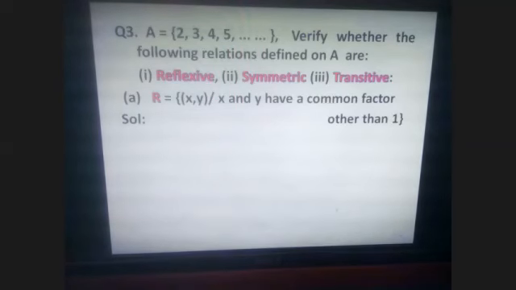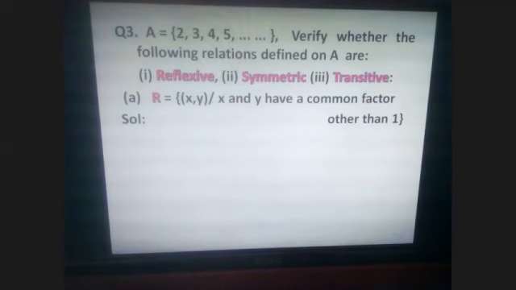A is a set 2, 3, 4, 5, and so on. Verify whether the following relations are reflexive, symmetric, or transitive. If it is reflexive, symmetric, as well as transitive, it will be an equivalence relation. You are asked to verify each of them separately. Okay, R is the set of (x, y) where x and y have a common factor other than 1.